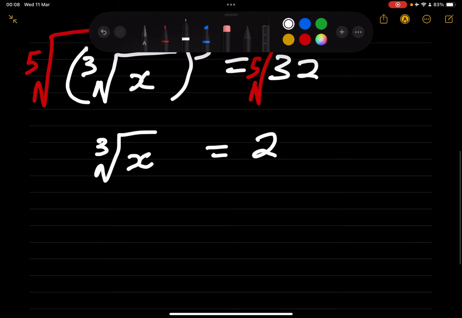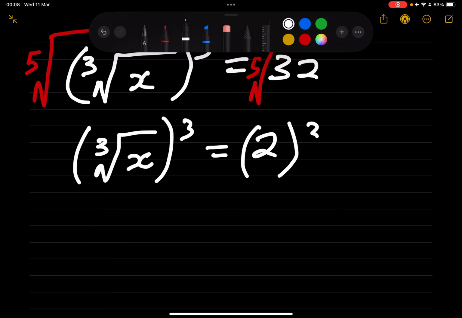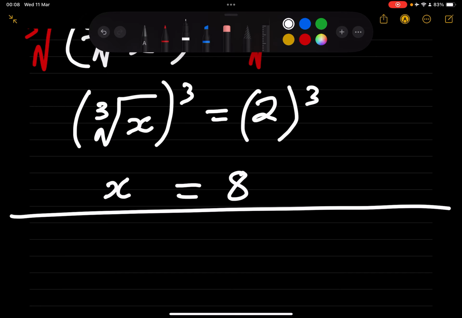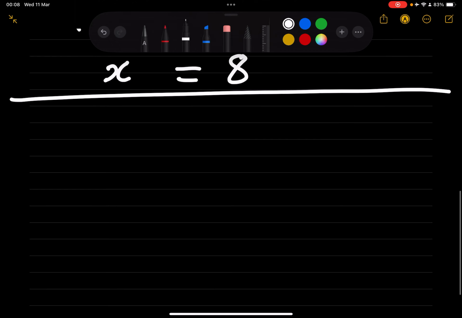Now we need to remove a cube. To cancel a cube, we need to cube both sides. So we cube both sides to cancel the cube. On the left, we are left with x. On the right, we are left with 8. And that is our answer for number 2.